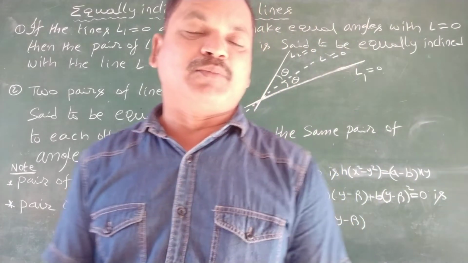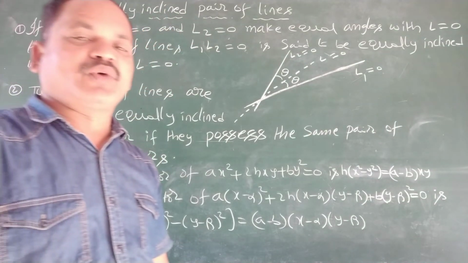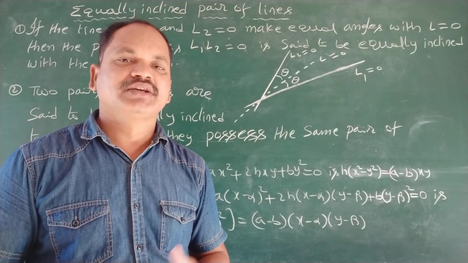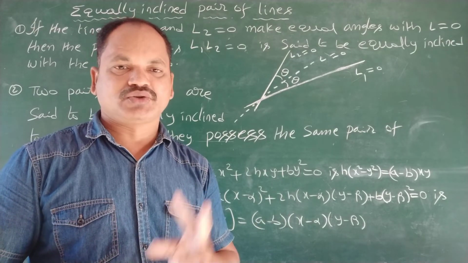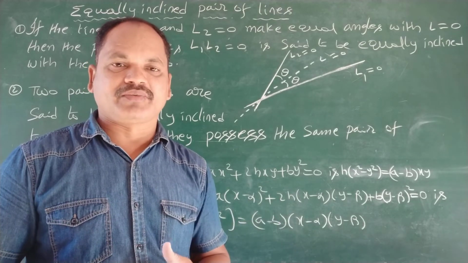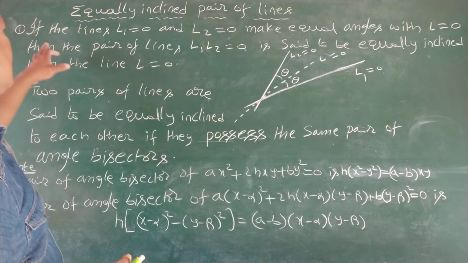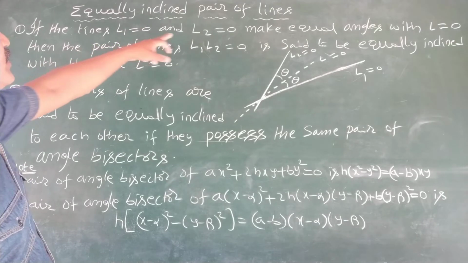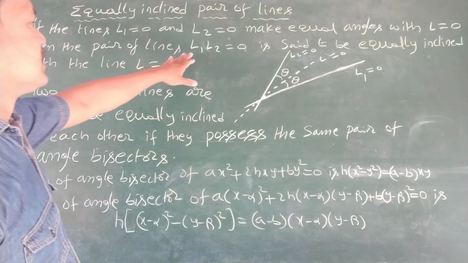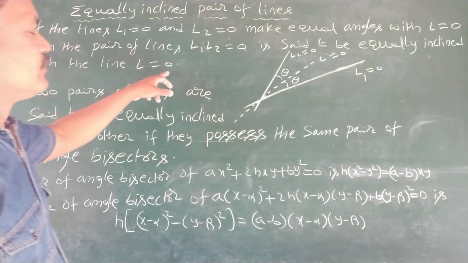Now we are going to the most important concept, that is equally inclined pair of lines. Equally inclined pair of lines means if two pairs of lines are said to be equally inclined pairs of lines, then they have the same pair of angular bisectors. Two sets of pairs of lines are there. They have the same pair of angular bisector, then they are said to be equally inclined pairs of lines. That means if the lines L1 is equal to 0 and L2 is equal to 0 make equal angles with L is equal to 0, then the pair of lines L1 L2 is equal to 0 is said to be equally inclined with L is equal to 0.